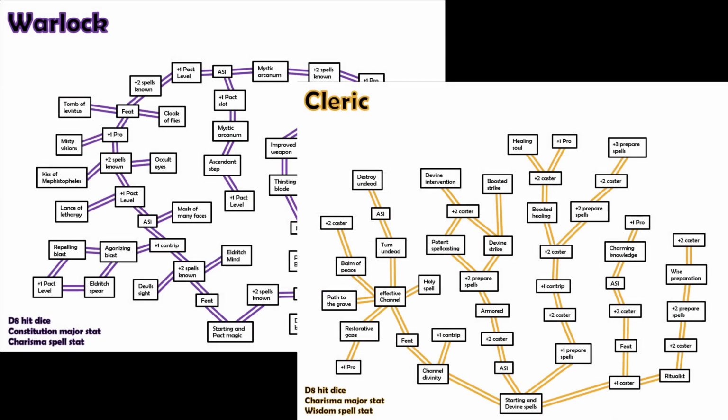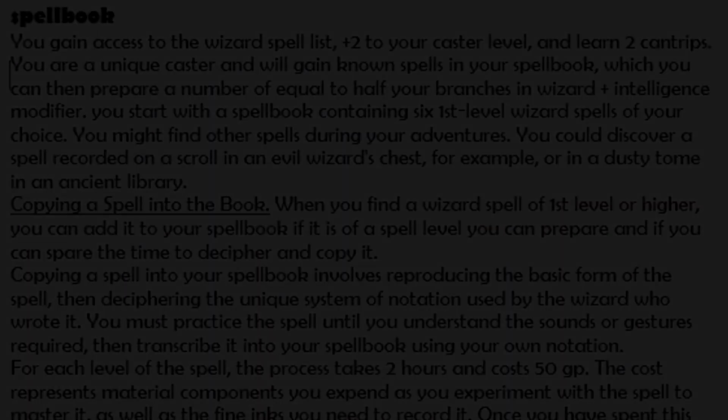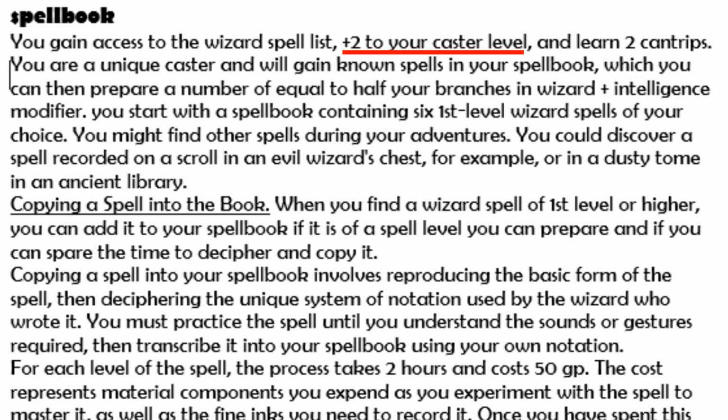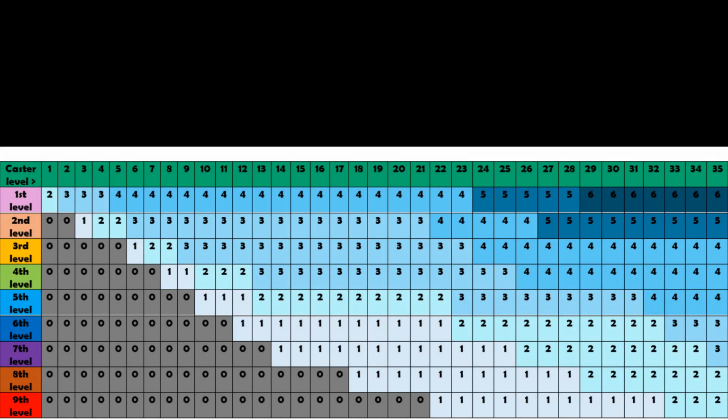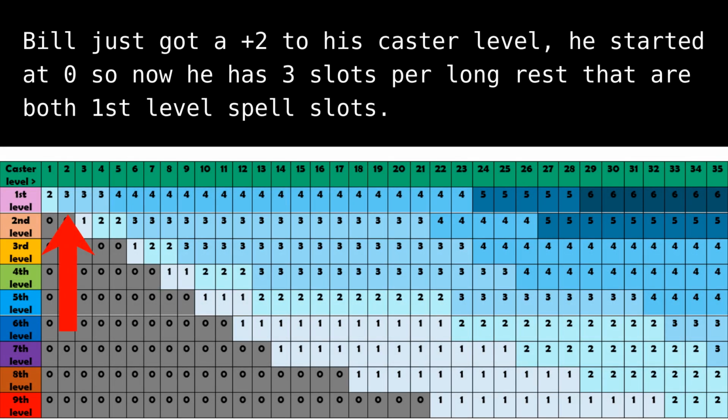For example, if I was to pick up 2 different spellcasting classes that each gave me access to a different spell list, I would be able to pick spells from either list. Next, Bill gets a plus 2 to his caster level. Now, this is separate from his class level, and if you look at this chart that I have here, you can see that Bill will have 3 level 1 spells that refresh on a long rest.